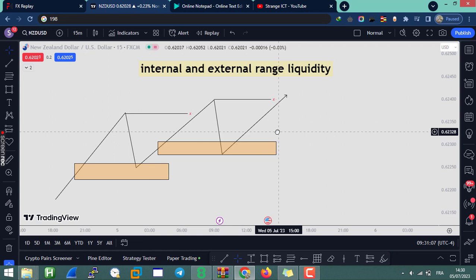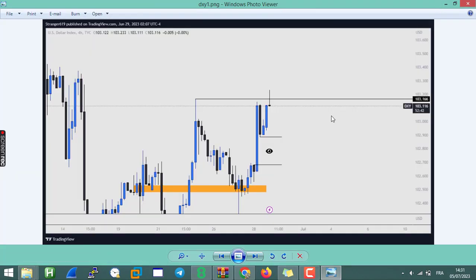Now, high resistance liquidity and low resistance liquidity, merging them together with internal and external range liquidity. How we can determine the next direction of the market based on these two concepts. Stay with me with live chart examples. And guys, take notes. You want to take notes watching this. Now, starting with the first example, and this is the Dixie.